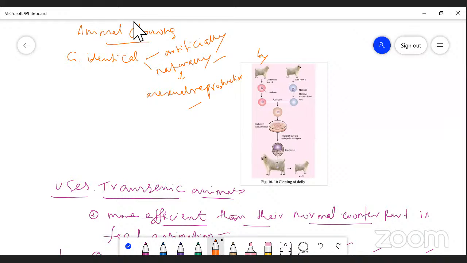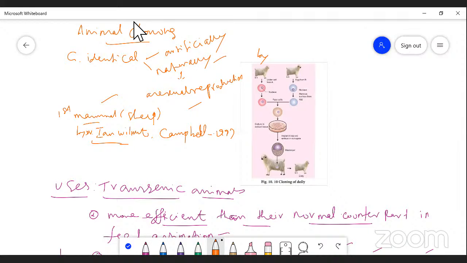The first cloned mammal is the sheep Dolly. It was developed by Dr. Ian Wilmut and Campbell in 1997.